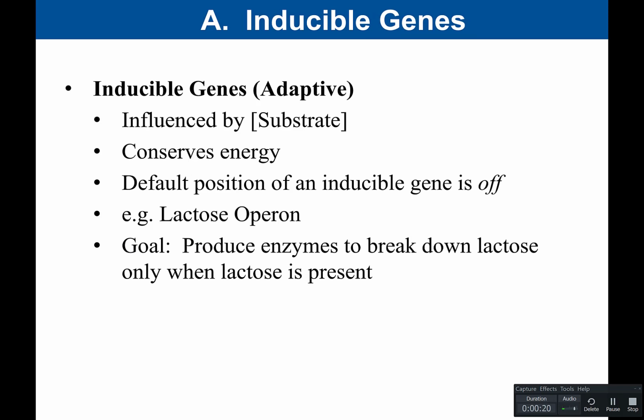So let's start by talking about our inducible genes. Again, these are part of our adaptive genes, meaning that they are controlled. They're not on all the time. Inducible genes are influenced by the substrate concentration, meaning the substrate concentration is going to influence whether that gene expression is turned on. Now, why do we even have these types of genes? Well, simply because it's used to conserve energy.